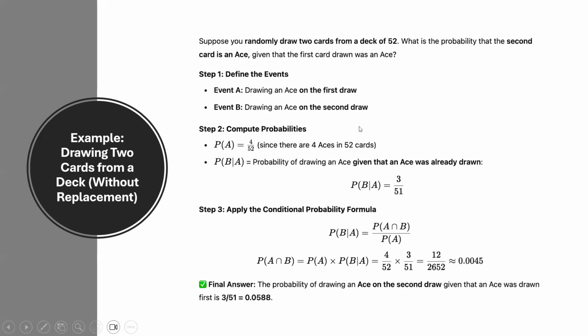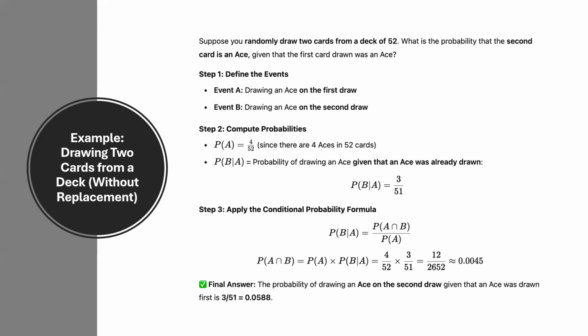Now let's try to solve the example. The example is drawing two cards from a deck, without replacement. We will be seeing what replacement and without replacement mean. Suppose you randomly draw two cards from a deck of 52. What is the probability that the second card is an ace, given that the first card drawn was an ace?